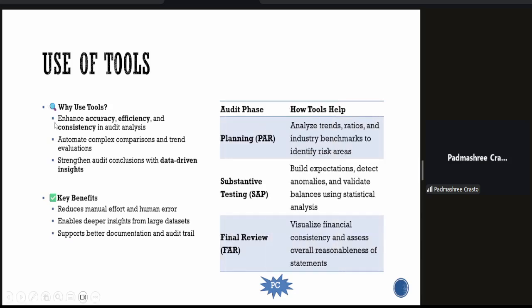Audit phase, how the tools help in terms of planning. At the planning stage, it helps in analyzing the trends, ratios, and industry benchmarks to identify risk areas. In SAP, it helps us to build expectations. There are some advanced tools which, if you put in the industry, can fetch data from the industry reports, link it to the data and detect anomalies. It also validates balances using statistical analysis.